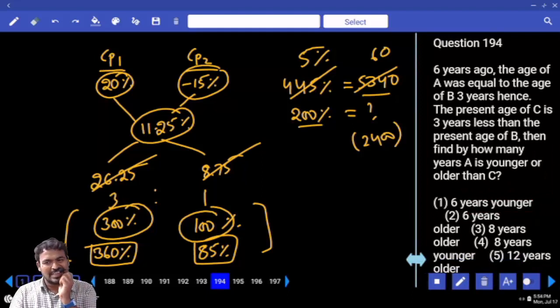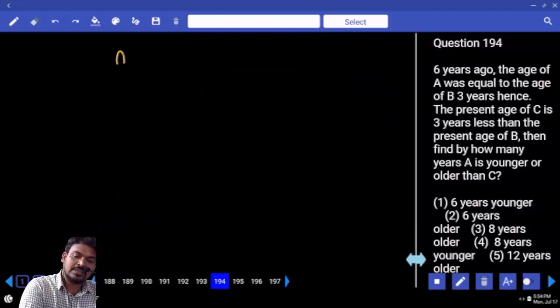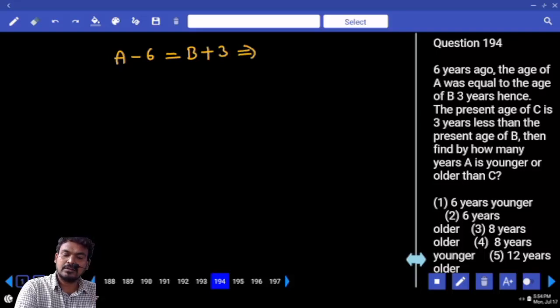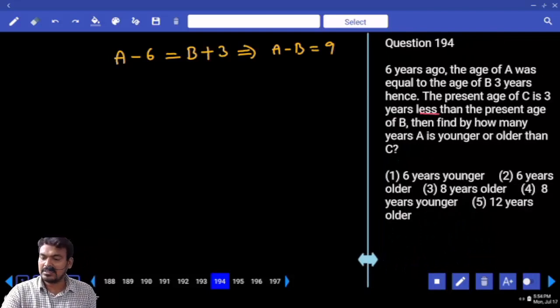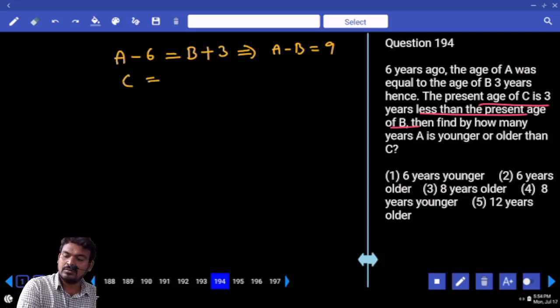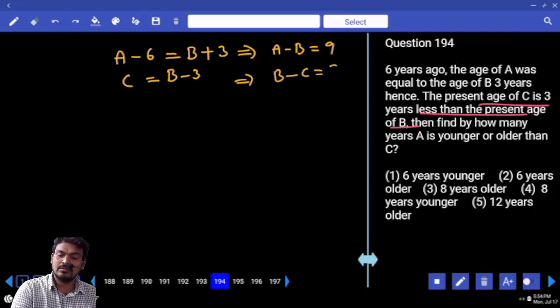Next, question number 194. 6 years ago the age of A was equal to the age of B 3 years hence. 6 years ago means A minus 6 or A plus 6? A minus 6. That will be equal to B after 3 years. This one we write A minus B equal to how much? 9. What is the second statement? The present age of C is 3 years less than the present age of B. Means C equals B minus 3 or B plus 3? B minus 3. Then B minus C equals how much? 3 years.